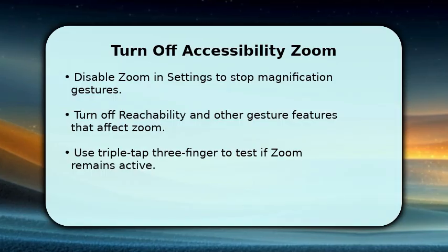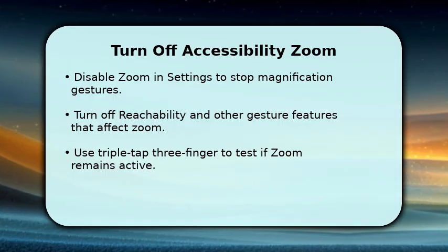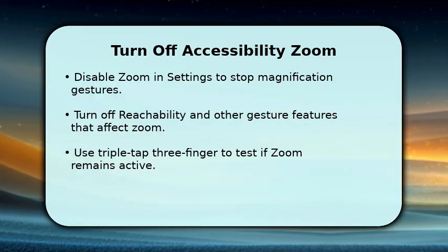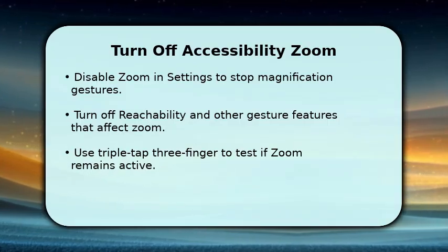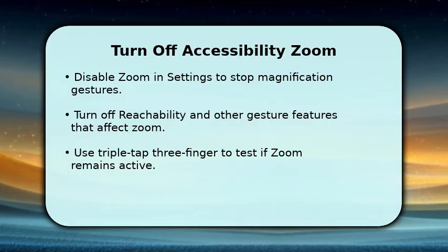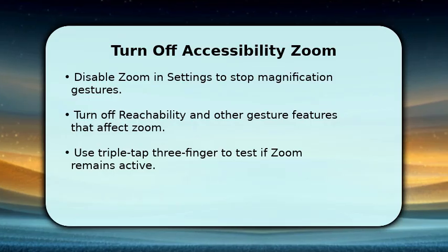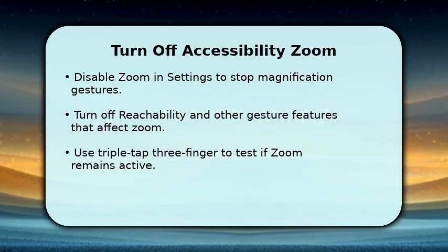Use the triple tap with 3 fingers to test whether zoom still activates after toggling off. Restart the iPhone to ensure settings changes take effect and test camera again. If the issue stops, you resolved an accessibility-triggered auto-zoom problem.